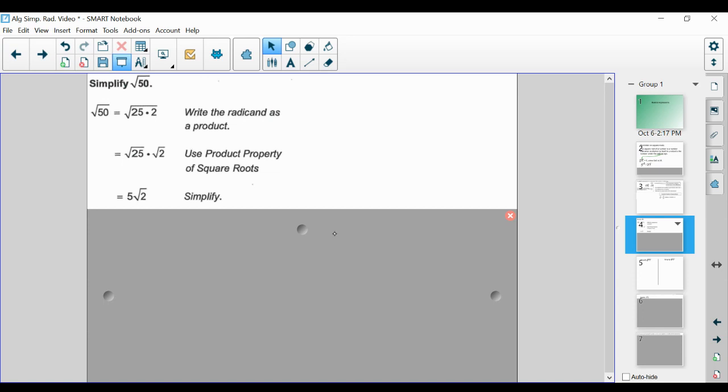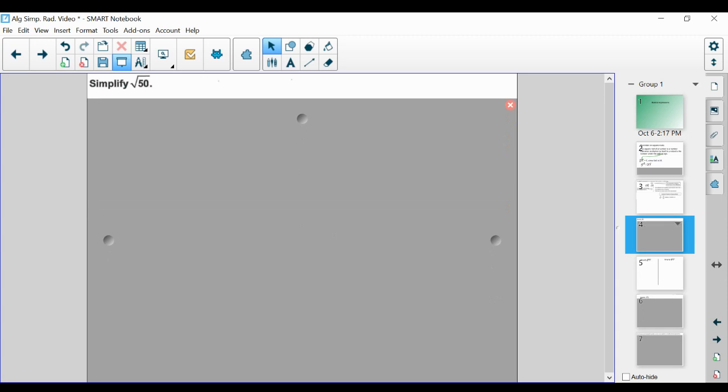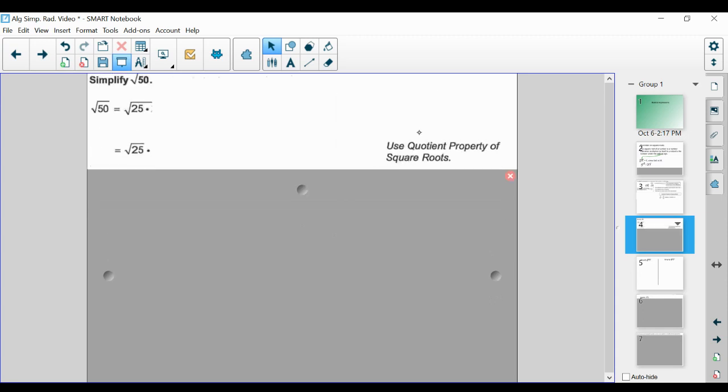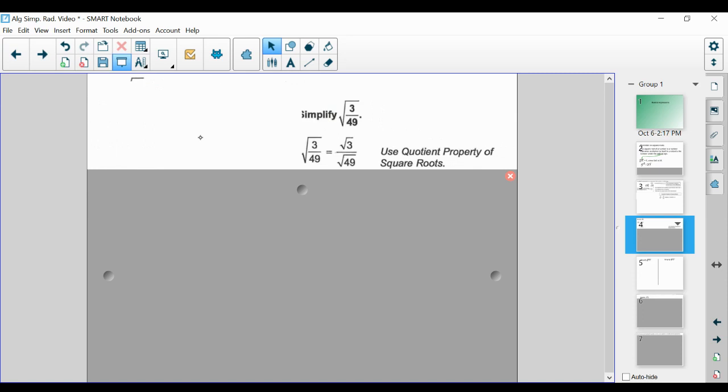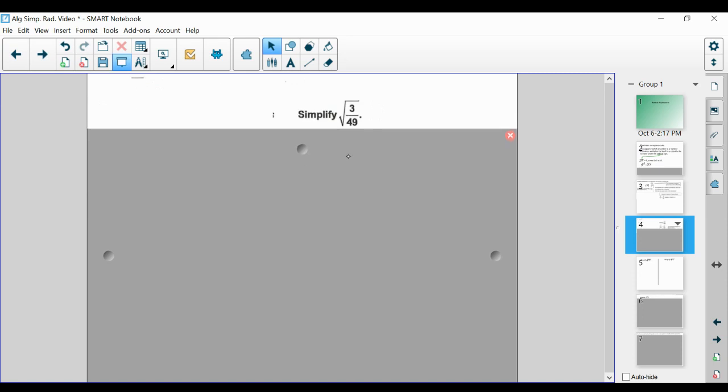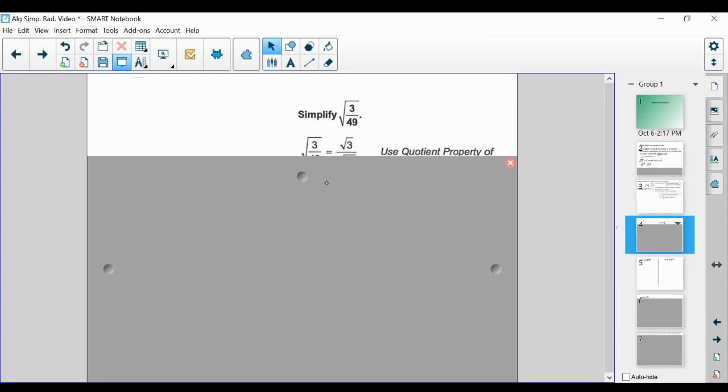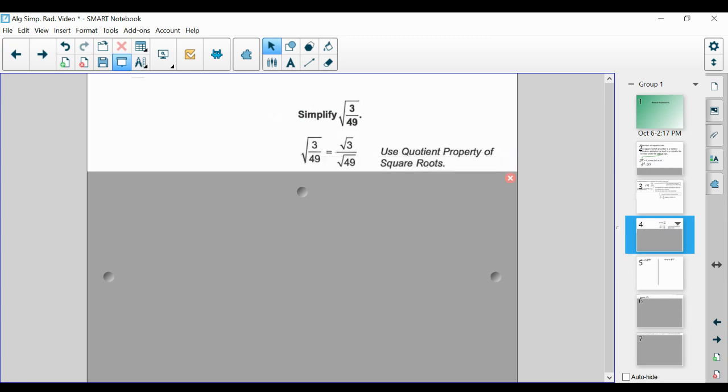We also have examples dealing with the quotient property. We have the square root of 3 divided by 49. Notice that all of it is underneath that radical sign. So we can break it apart to use the square root of 3 divided by the square root of 49. By knowing these perfect roots or these perfect squares, we're going to be able to solve these problems and simplify these expressions a lot quicker.